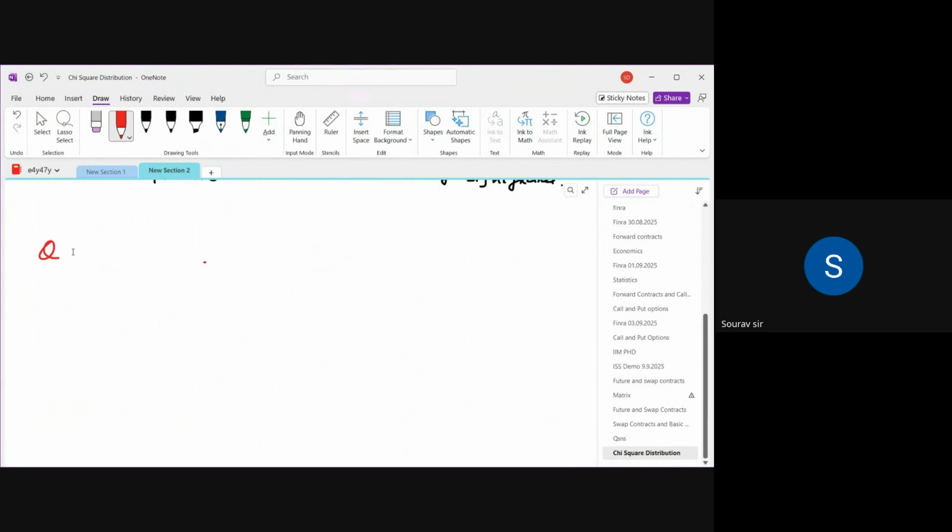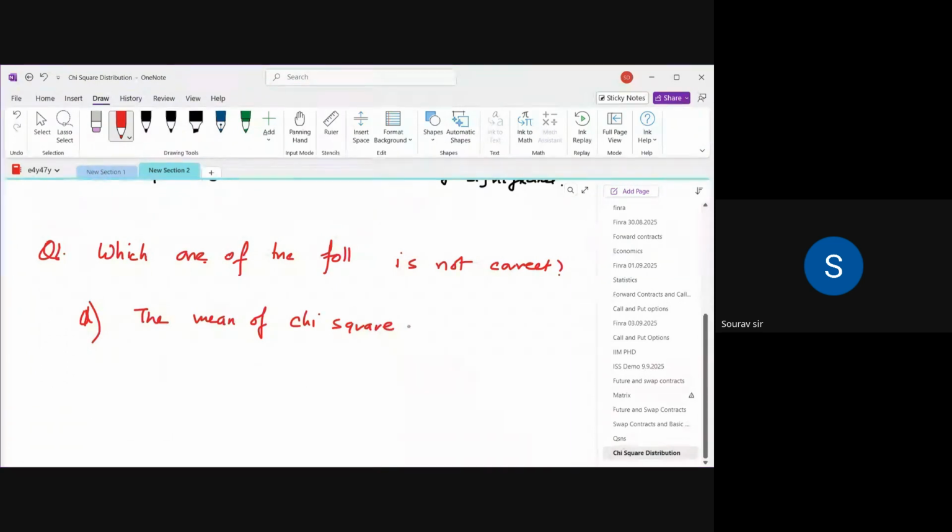So here, first, which one of the following is not correct? If I ask you, first, the mean, let's do an MCQ. A: The mean of chi-square distribution with n degrees of freedom is n.